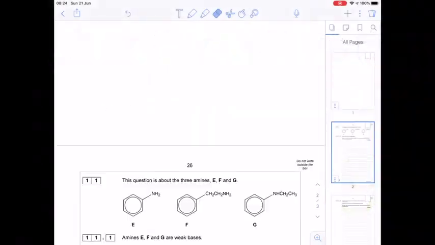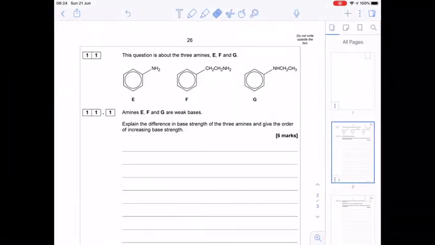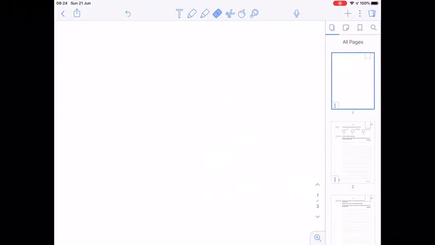So we're going to have a look at this question here on amines right now. But before we start, we're going to make sure we understand why amines are bases and the sort of factors that could affect their base strength. So we're going to have a look at a simple amine and how it relates to the structure of ammonia.